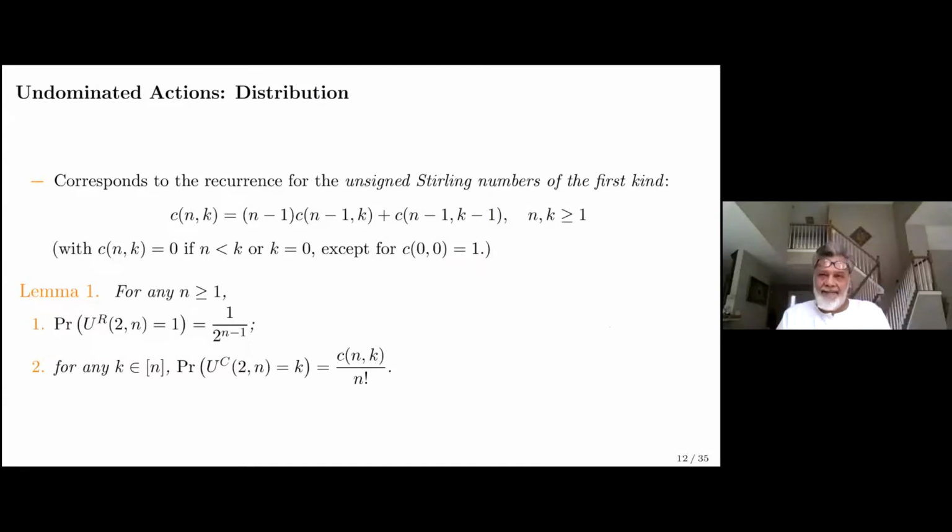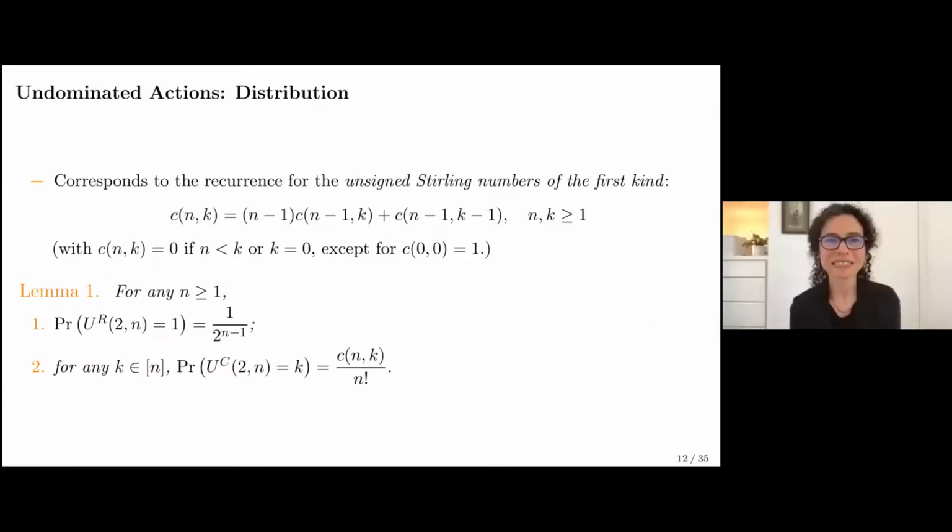So what we have is the following lemma from all this discussion. For any n, we know precisely the probability that the row has exactly one undominated action. That's just 1/2 to the n-1. And for any k, the probability that the column has precisely k undominated actions is just the Stirling number that comes from this recursive formula, over n factorial, all the possible permutations of the second row.